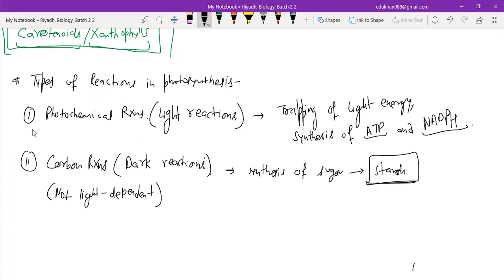So do you understand that there are two types? There is a division of labor. There is a clear-cut division in how it operates. One operates only during the day and the other operates both during the day and the night. So you will not get confused by the name light or dark now. Is it clear? Yes, sir. Okay, very good.